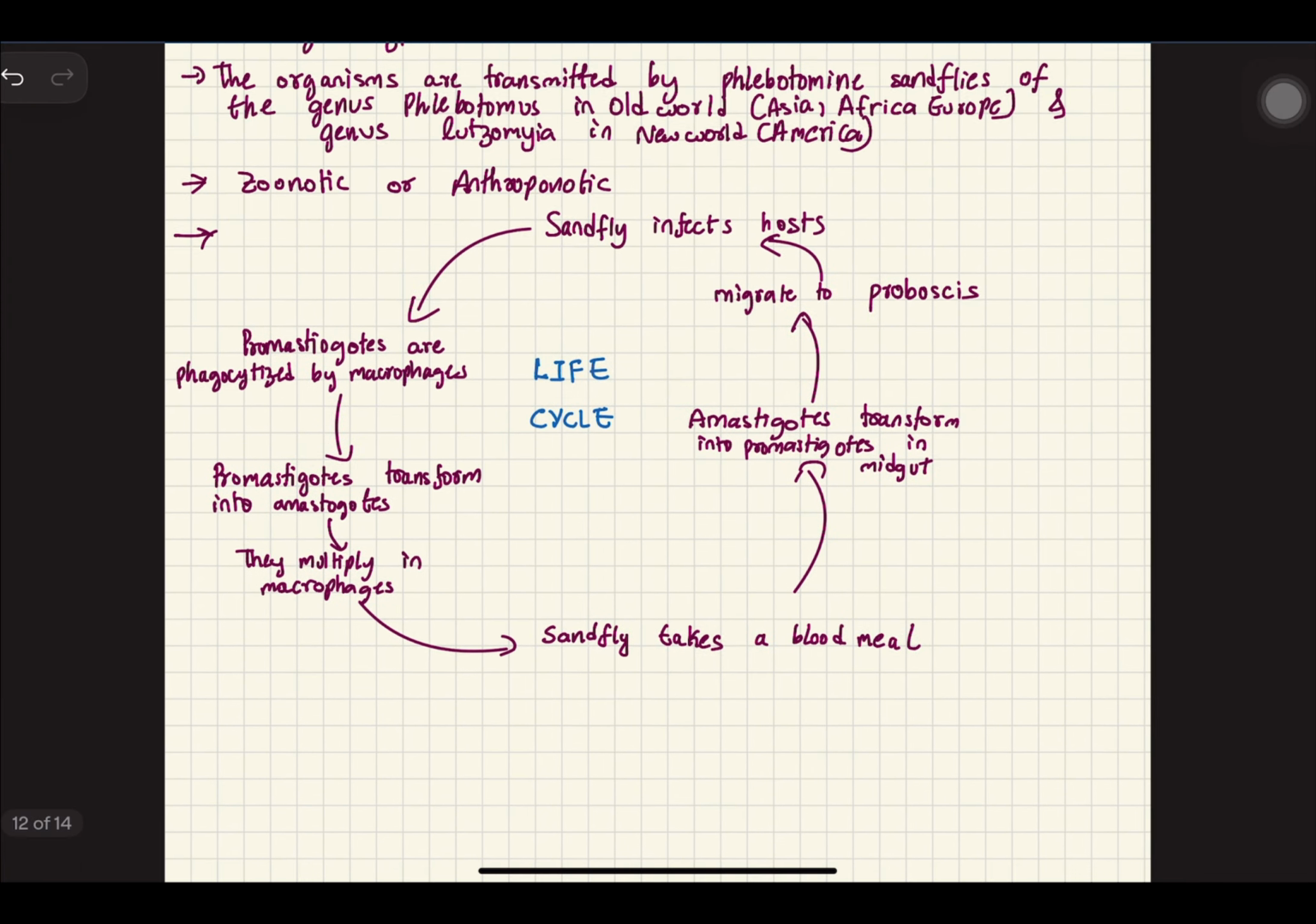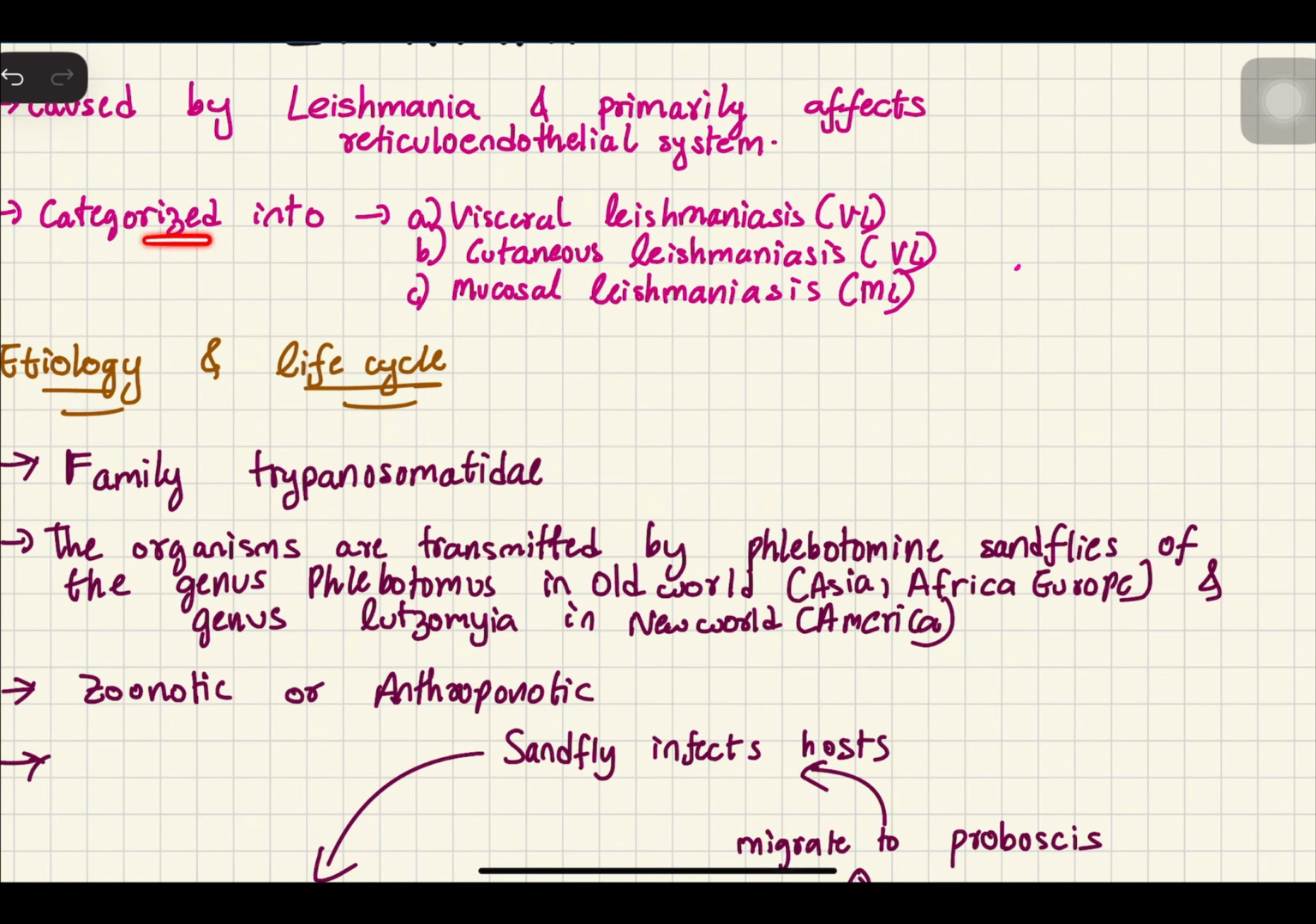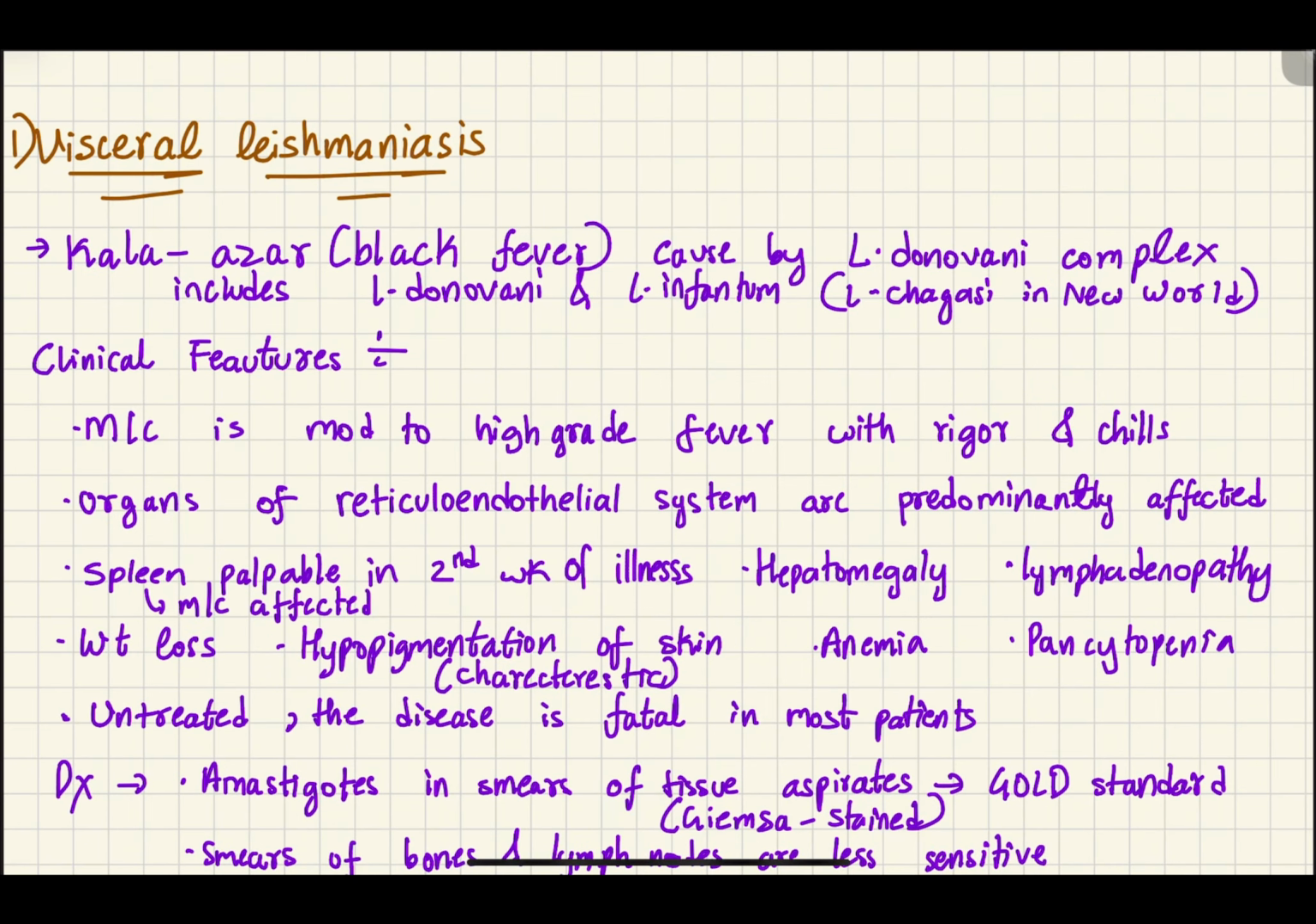And one more thing I want to add is, it is categorized into three forms. One is visceral leishmaniasis, another one is cutaneous leishmaniasis, another one is mucosal leishmaniasis. First is visceral leishmaniasis, which is also known as kala-azar or black fever in Hindi, which is caused by the L. donovani complex, which includes L. donovani and L. infantum, whereas L. chagasi in the New World. Predominantly, it affects reticuloendothelial organs like spleen, liver, bone marrow, and your lymph nodes.